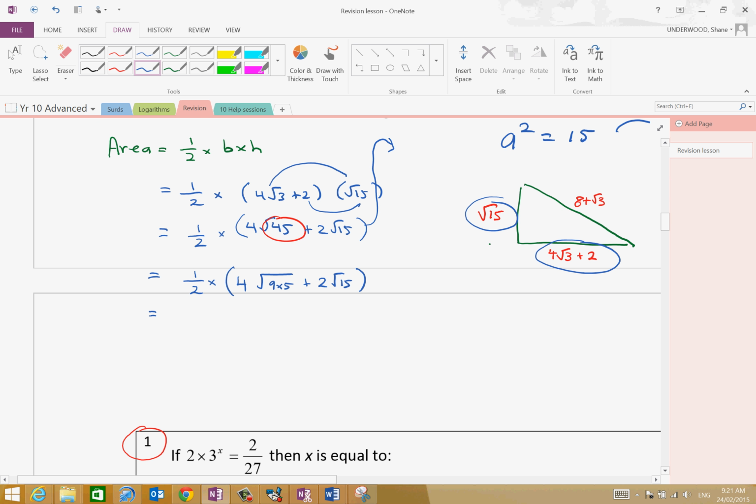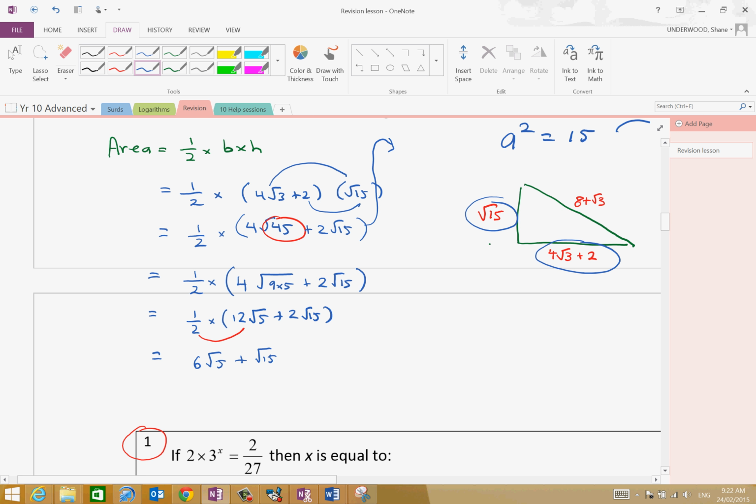Now what we can do is apply that. So the square root of 9 is 3. 3 at the front makes that a 12. So we've got a half times (12 root 5 plus 2 root 15). Then we apply the half at the end, because a half times 12 root 5 is going to be 6 root 5, and a half times the other term is just plus root 15.